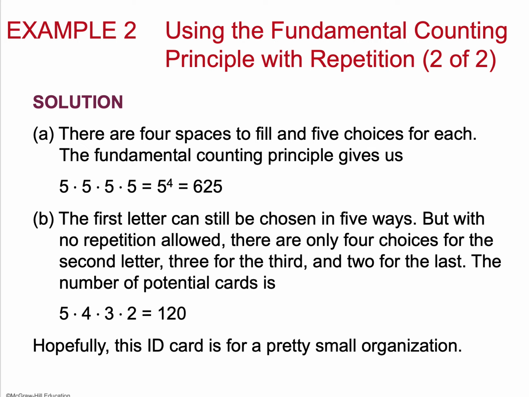In part B, they say I can't repeat the letters, which means once the letter A is used, it can no longer be used in the other places for the ID. So that means my first slot, there's 5 letters I can choose from, but in my second slot, I can't reuse the letter that was picked for the first slot. That means there are 4 options. And then the next one would have 3 because I can't repeat the previous 2 letters. And then the last one would have 2 options. So that's still 120 different ID numbers or ID codes.